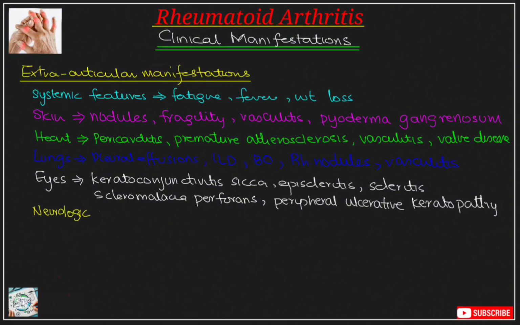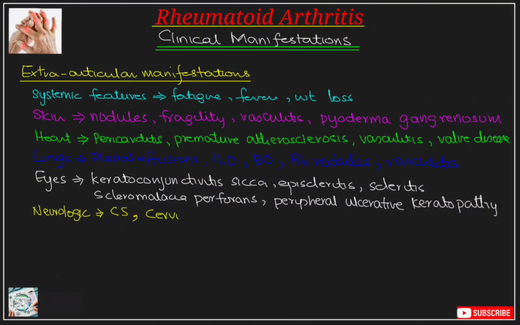Neurologically, rheumatoid arthritis can cause nerve entrapment syndromes, the most common being carpal tunnel syndrome, where the median nerve at the wrist is compressed, leading to numbness, tingling, and weakness in the hands. Other nerves can also be affected, like the ulnar nerve at the elbow or the tibial nerve in the foot, leading to conditions like tarsal tunnel syndrome.